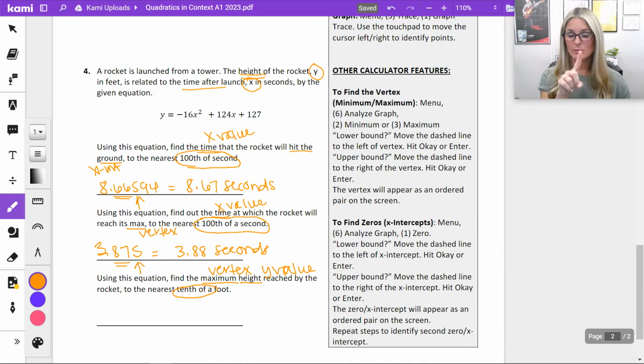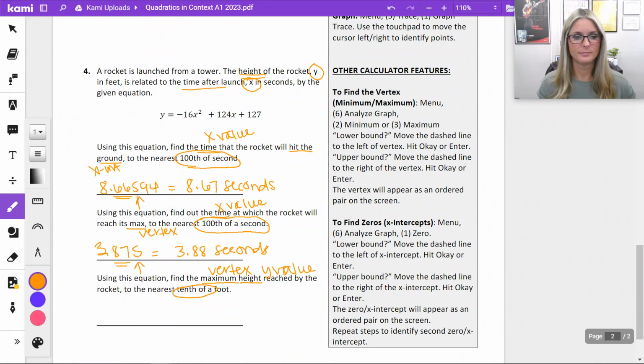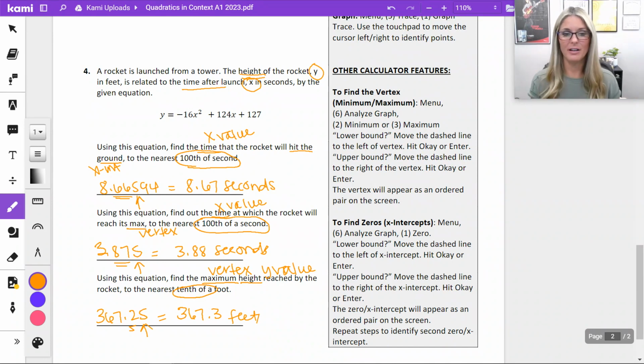So tenth is 1 decimal place. We'll look at the second to tell us how to round it. Let's go back to our graph. Looking at the y value of our vertex, the 367.25. Rounded to the nearest tenth, so hundredth says to round up, 367.3 feet. Right? Maximum height. So the vertex, the y value in feet, 367.3 feet.